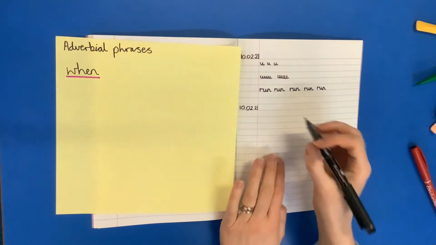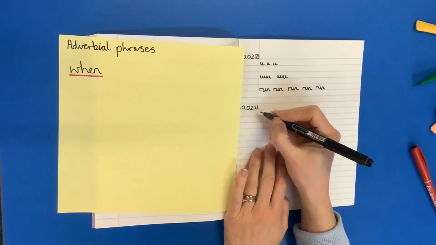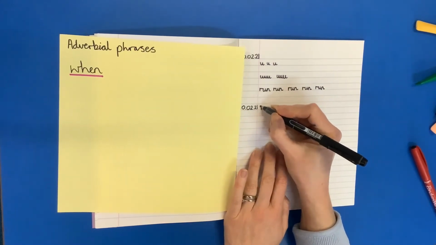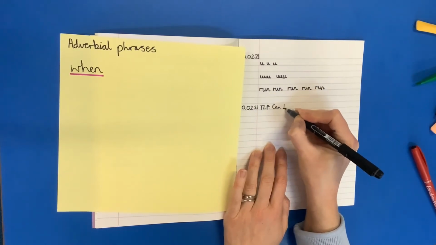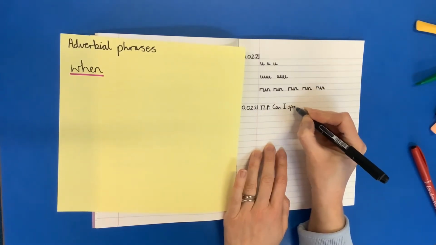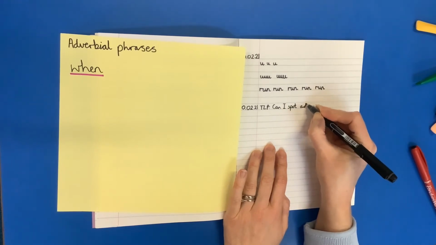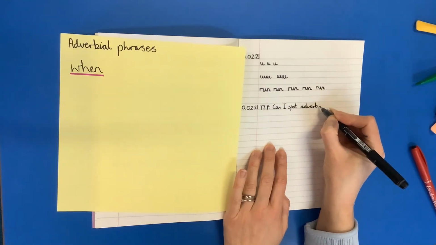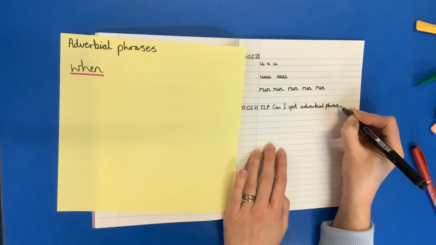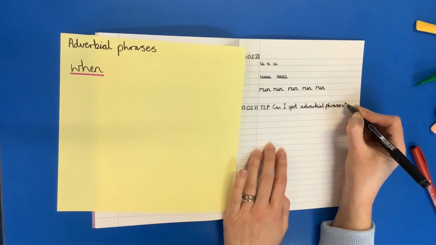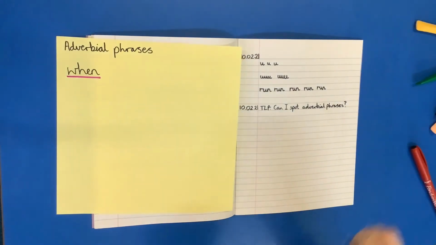So our TLP is, I've done the date again. That was a bit silly, wasn't it? Same as yesterday: can I spot adverbial phrases? And remember, adverbial phrases can describe a verb, but they can also describe adjectives and even other adverbs.